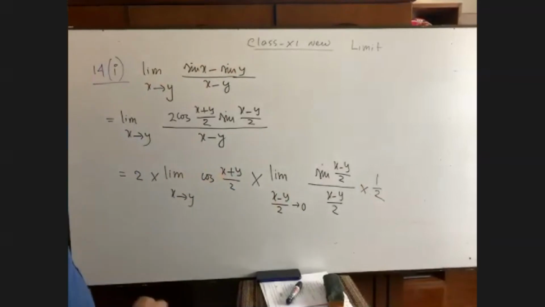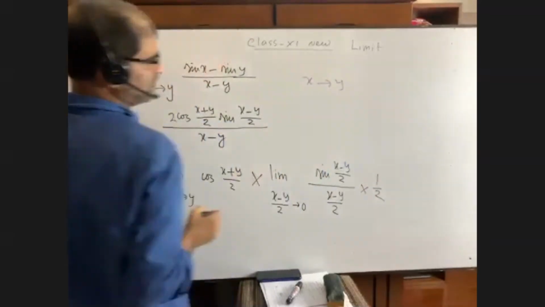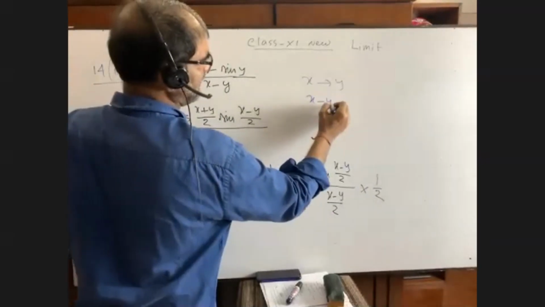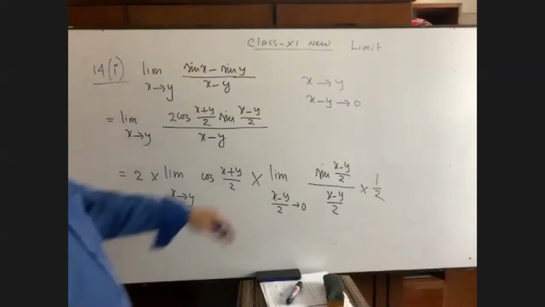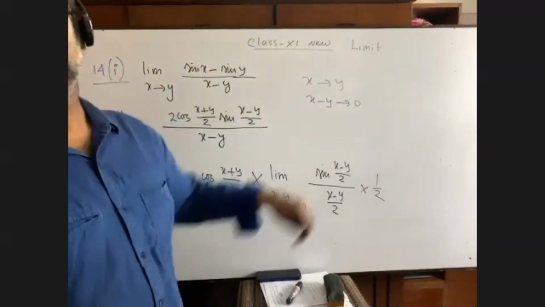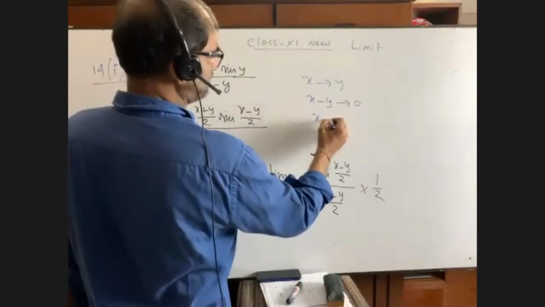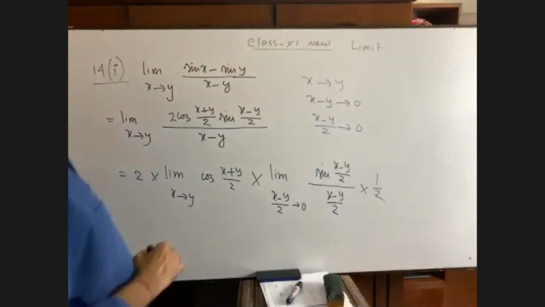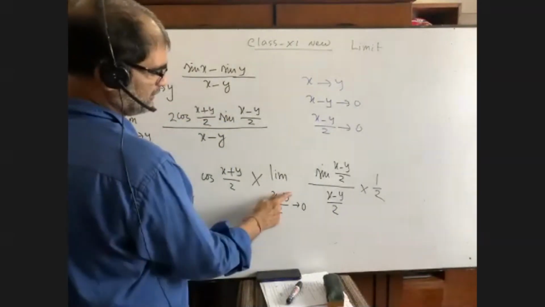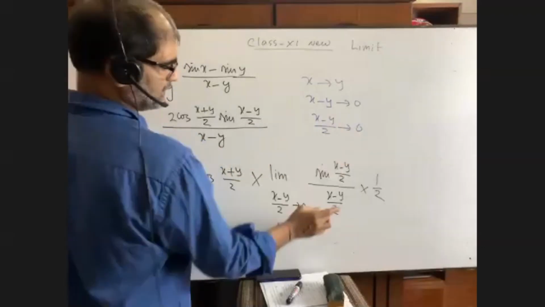What side note can be given here? Can you please let me know what the side note can be given here? I am writing here: x tends to y. What is meant by this? Can you please tell me? It means x minus y tends to 0. If x minus y tends to 0, that means x minus y by 2 also tends to 0. This is the side note. Now we can write here x minus y by 2 tends to 0. For this we can write sin theta by theta.